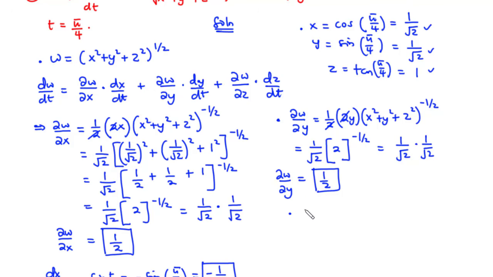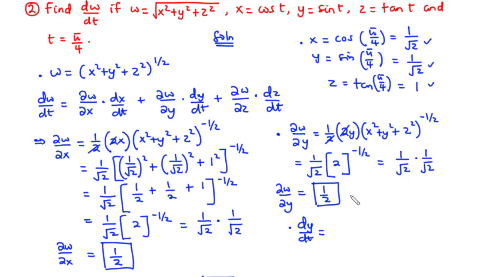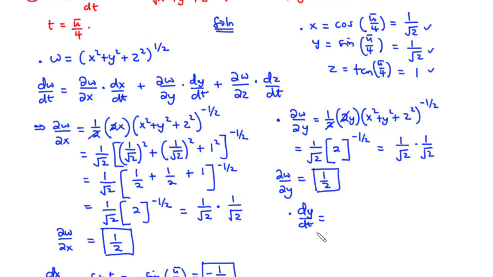And then for dy/dt, we have y equal to sin t. So dy/dt becomes cos t, and that is equal to cos pi over 4, and that is 1 over root 2. So that is dy/dt.